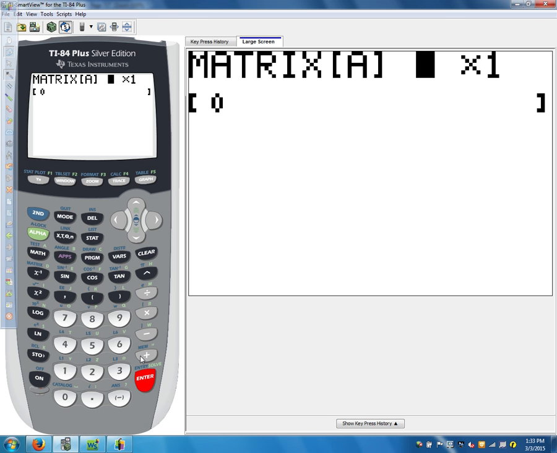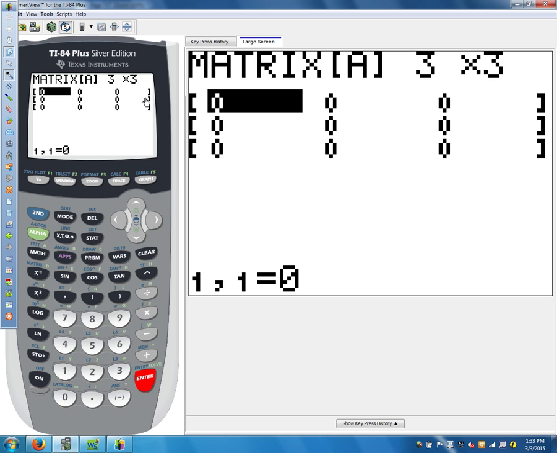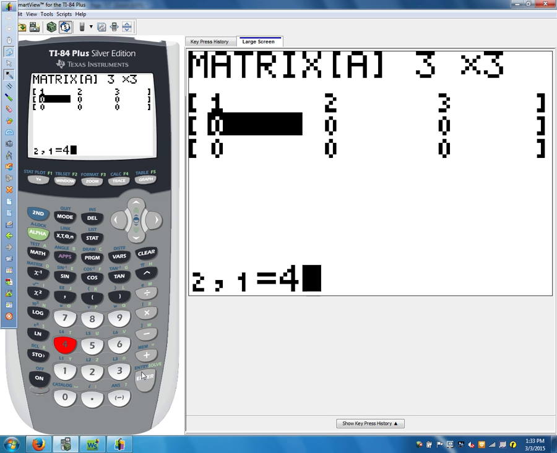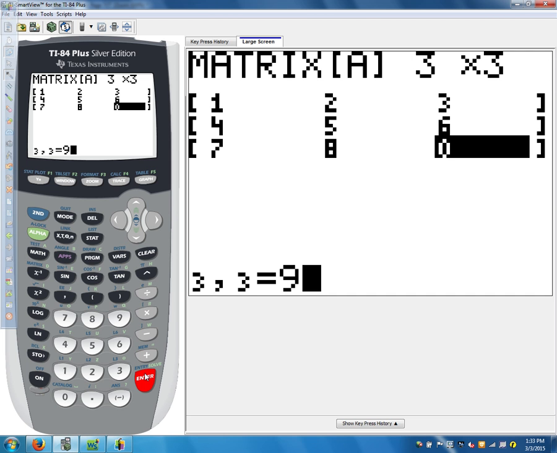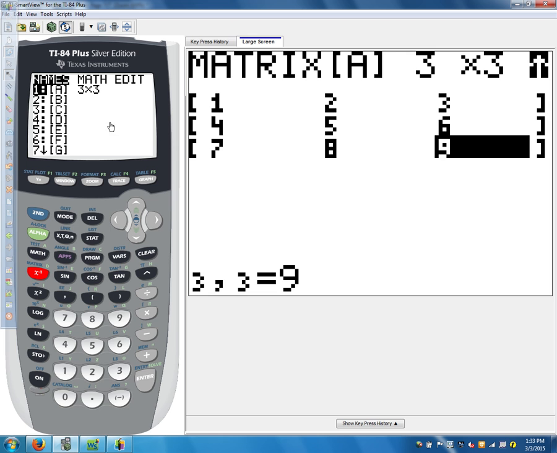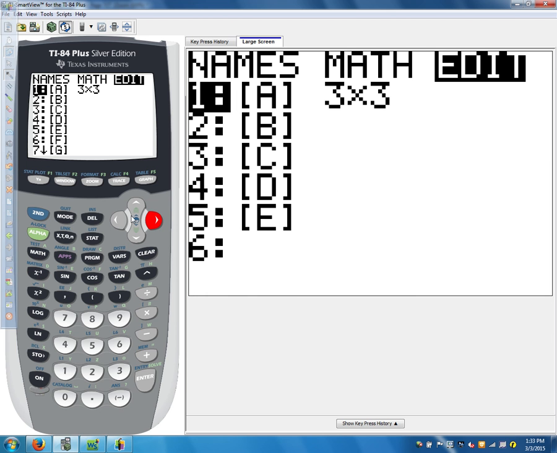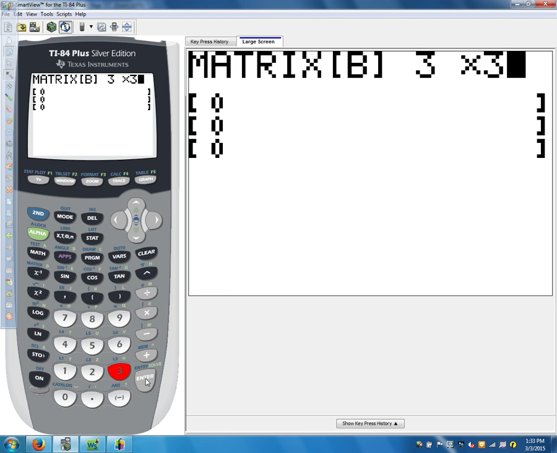And the first thing we have to do is tell the calculator how big the matrix is. So let's do a 3 by 3. And now we can put in our elements. I'm just going to put the numbers 1 through 9 in there. So there's my matrix A. Now I'm going to create a matrix B. So I'll go back to the matrix menu, go over to edit, and I want to edit matrix B. And I'll make that 3 by 3 as well. And then I'm just going to enter the numbers 1 through 9, but in reverse order.